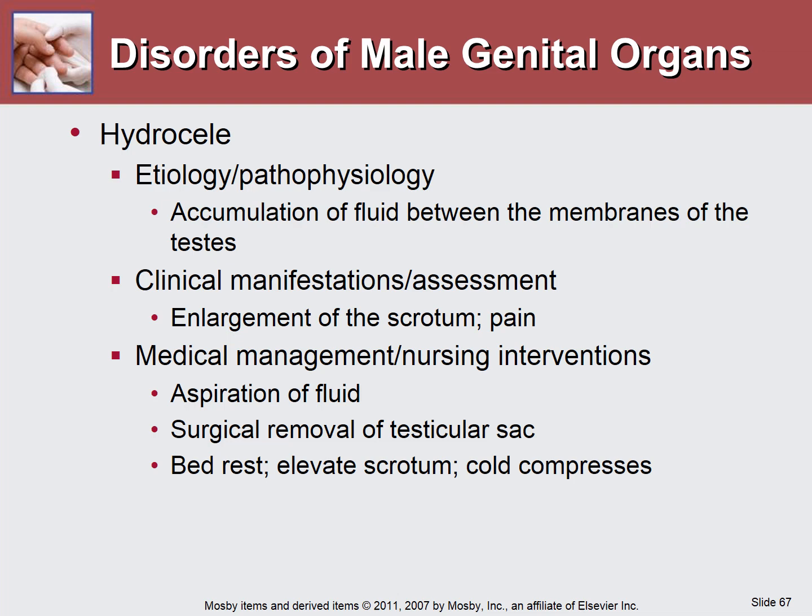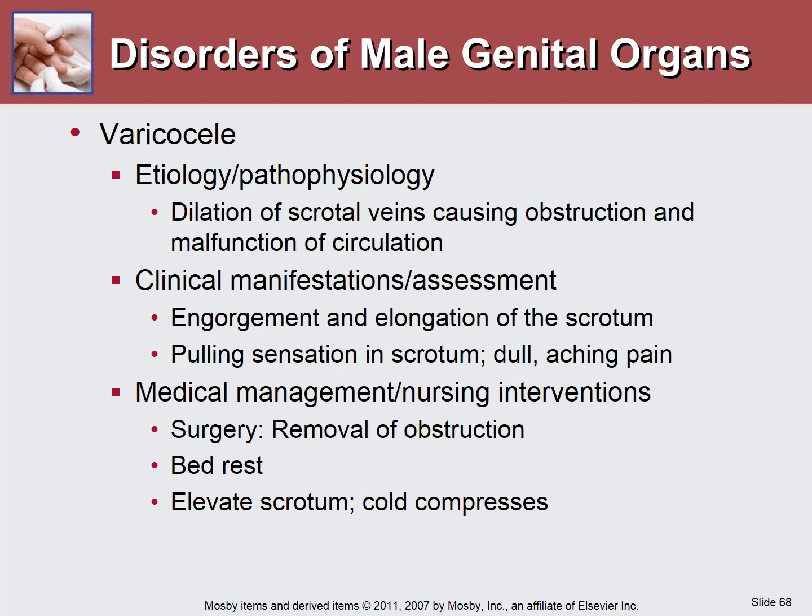Hydrocele. Hydrocele is an accumulation of fluid between the membranes of the testes, and what you see is an enlargement of the scrotum and pain, and you can transilluminate it. If you bring a light close to it, it will transilluminate because it's full of water. So medical management is we try to get rid of the fluid: aspiration of it, surgical removal of the testicular sac, bed rest, elevating the scrotum, and cold compresses. Next slide.